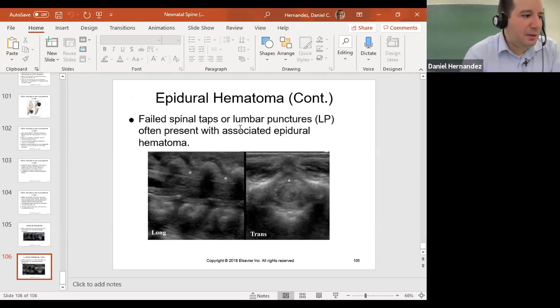Epidural hematoma: failed spinal taps or lumbar punctures are often associated with epidural hematoma. You can see in these areas of the star here, getting epidural hematomas.